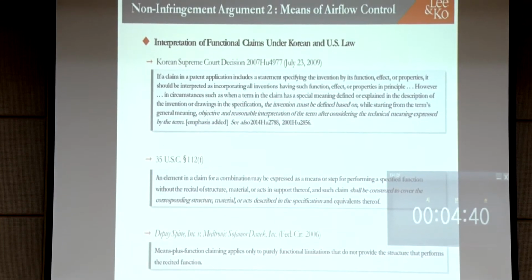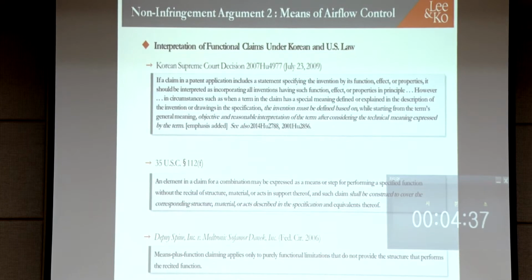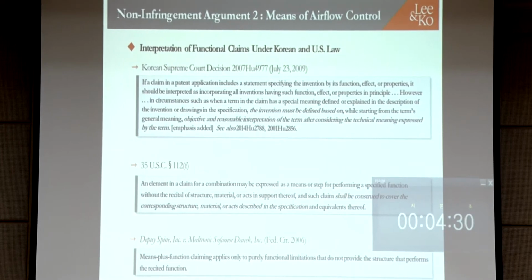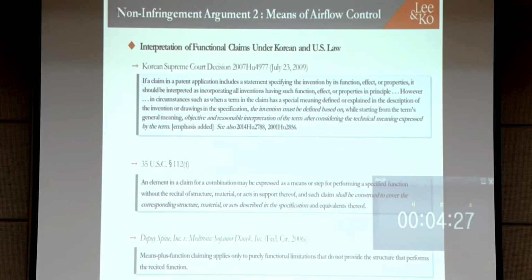Under Korean law, the Supreme Court ruled that the claim should be construed in an objective and reasonable manner. As you see, this term is used in other cases described in the manual that we provided. So this objective and reasonable interpretation means that the construction should be made in view of the specification and in view of the technical idea of the invention. And US law is more clear regarding this claim term. There's a specific statute for means-plus-function language. And the means-plus-function language should be construed to cover the corresponding structure described in the specification and the equivalents.